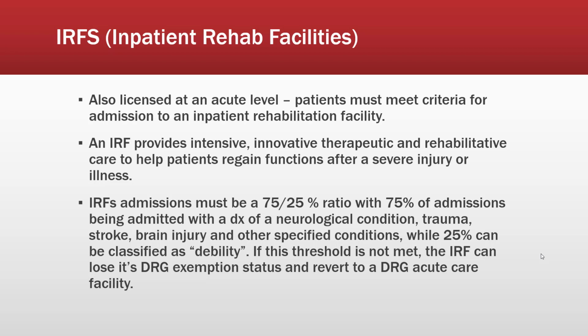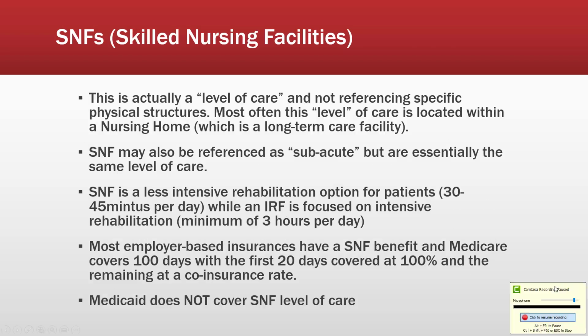But again, acute care level, DRG exempt, must have specific criteria to be admitted to an inpatient rehab facility. Down from the inpatient rehab facility is what's called SNFs, skilled nursing facilities. You hear them called that, and sometimes you may hear them called subacute, SNF or subacute. It's the same level of care, okay? Whether it's called SNF or subacute, there's not different reimbursement categories for that.